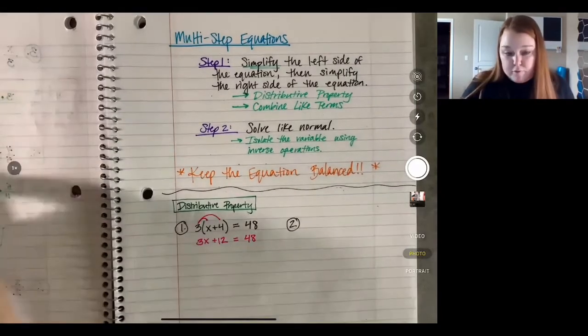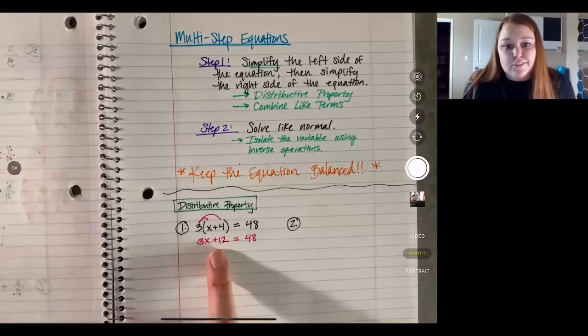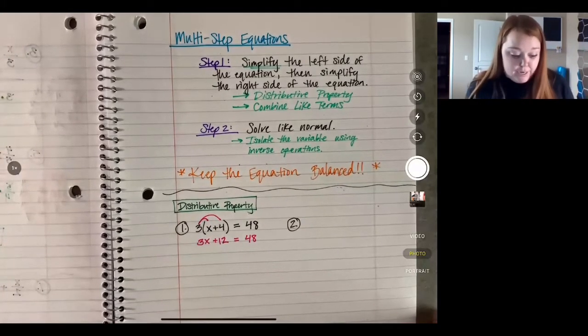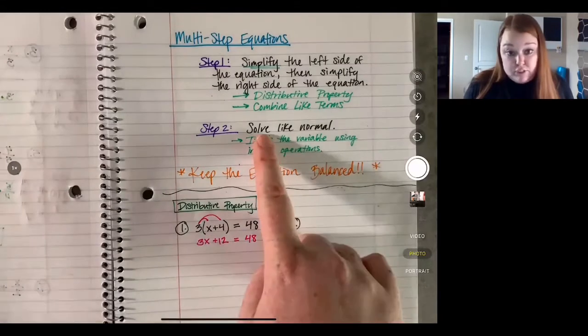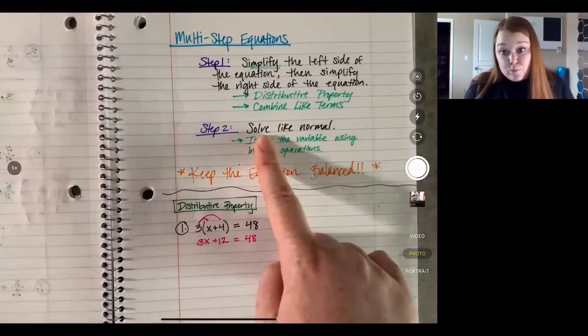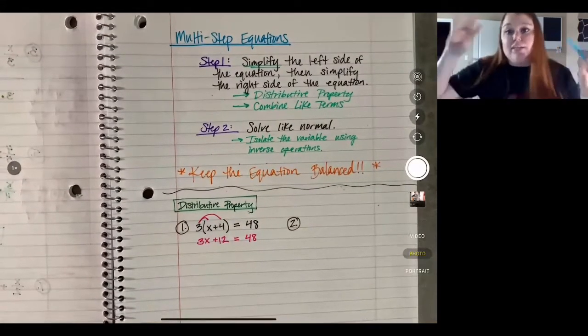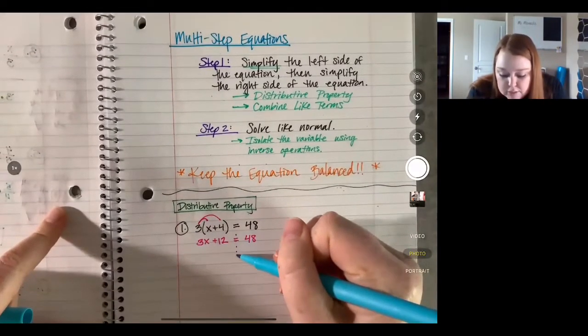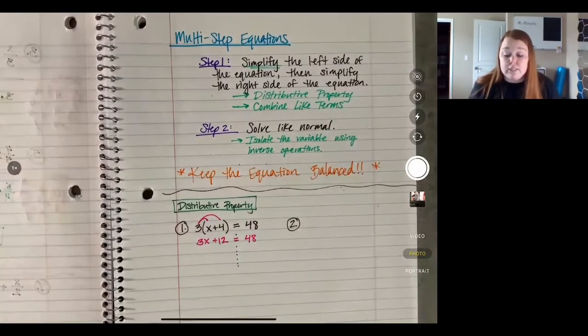Now this, what I have in pink on my paper here, that's a normal 2-step equation. That's what we were doing last week. So now you get to start solving like normal. This is where it's whatever you do on one side, you have to do to the other. So I'm going to separate my sides to keep my work organized here.